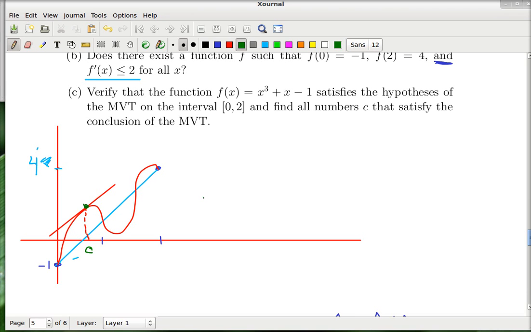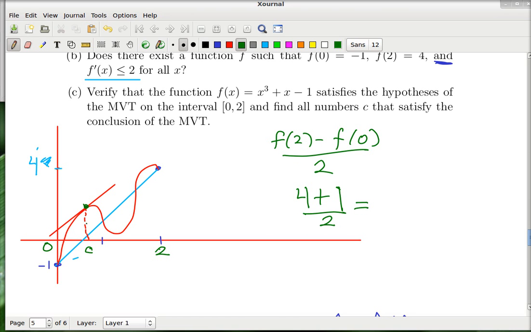So what is the contradiction? Well, we can actually figure out the slope of the blue line because we're given these values. The slope of the blue line, the average rate of change on this interval from 0 to 2, is just f of 2 minus f of 0 over 2 minus 0. They gave us all these: f of 0 is minus 1, f of 2 is 4. I can just figure out what this number is. Minus minus becomes a plus, and it's over 2. And so the slope of this blue line is 2.5.